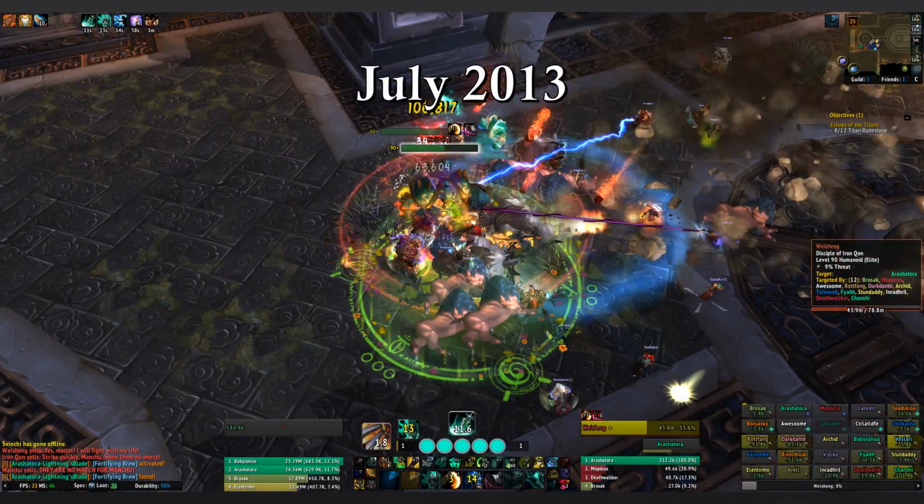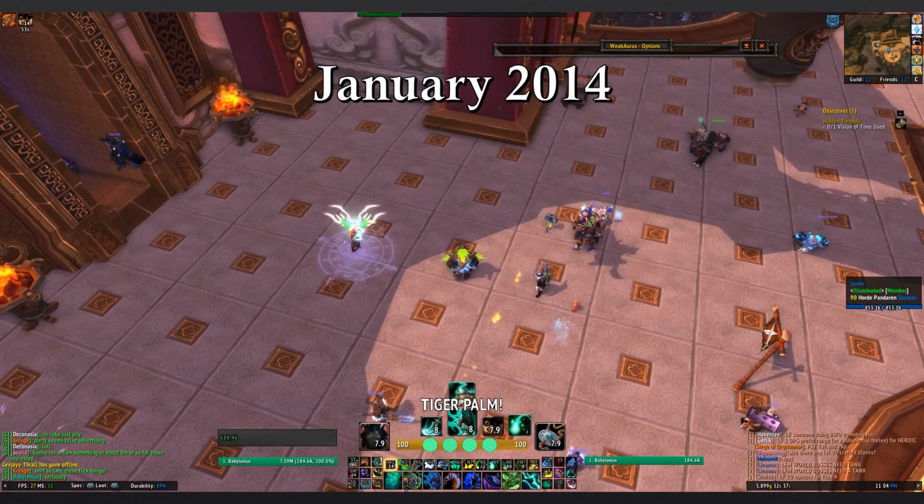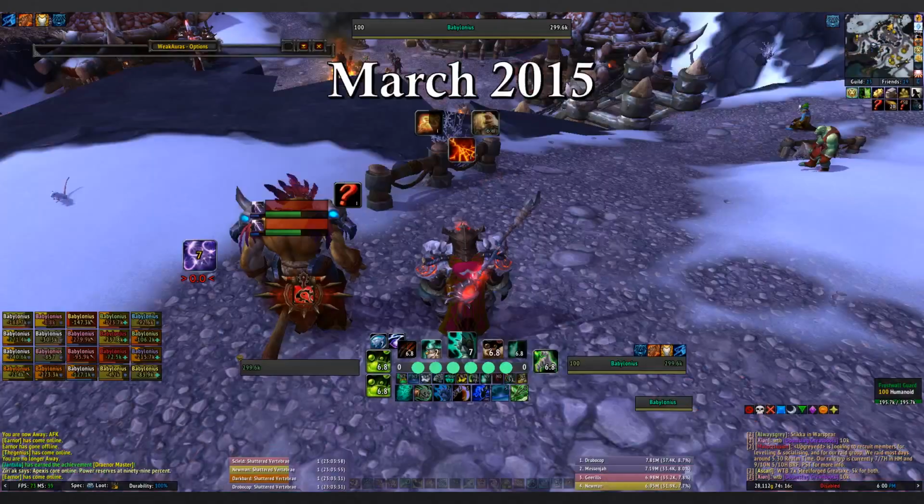So then here I am in, this is Throne of Thunder raid. This is July 2013. So you can start to see a little bit of a pattern between my UIs. This is when I started designing really my own WeakAuras sets. A lot of people have been using mine. So this is kind of when they started, January 14, March 2015. This is in an ugly gear set.